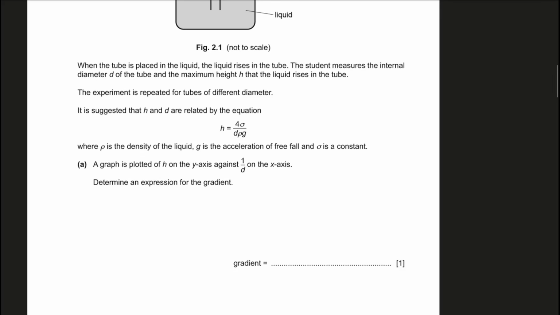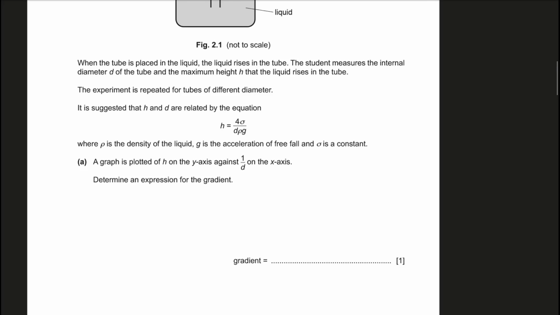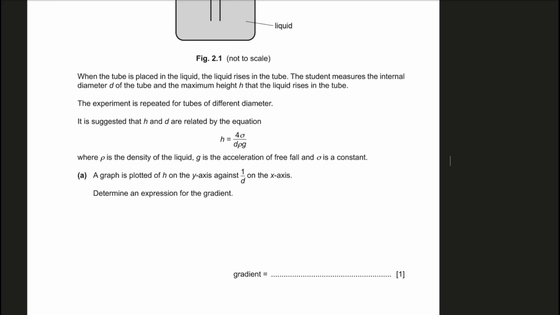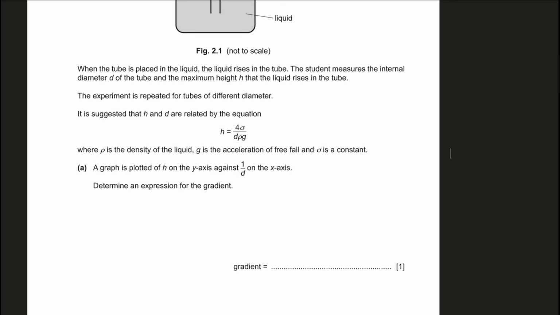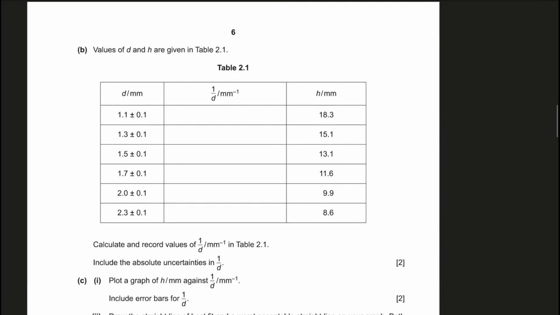So I'll be making a detailed video on how to deal with different types of equations, how you can rearrange the equation in order to find the expression for the gradient as well as the y-intercept. I will also be talking about equations which include logs or natural logs, where there are exponential equations and you have to use logs or natural logs to get a straight line graph out of them. So the link to that video will be given in the description as well as in the top right hand corner.